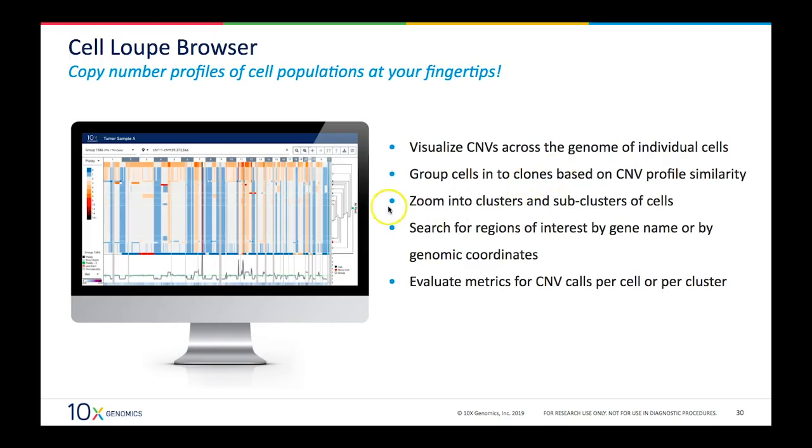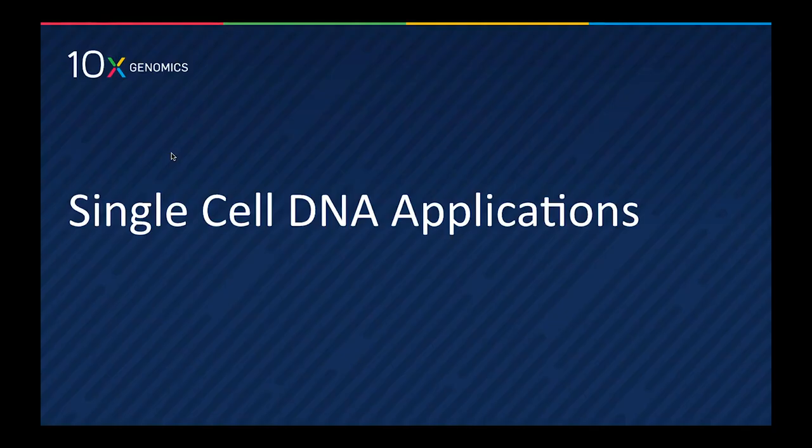Using the tool, it's highly interactive. You can zoom into a cluster of cells by clicking. You can zoom into specific genomic regions, which you can either scroll on your screen or determine by entering coordinates on your browser. And so you can start really digging deep into your cells and seeing what's going on. And then you can evaluate the metrics for CNV calls either per cell or per cluster.